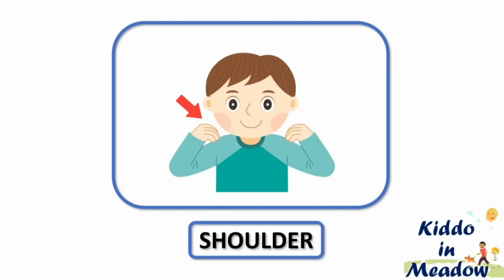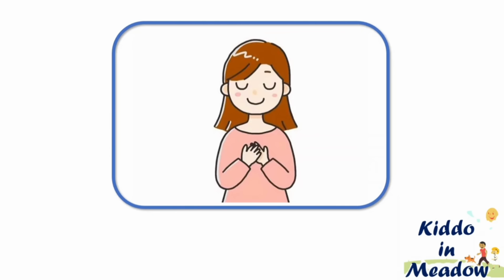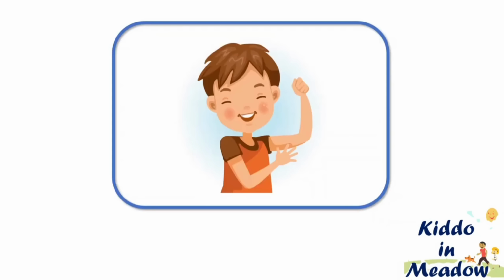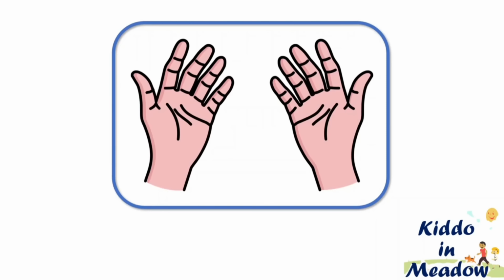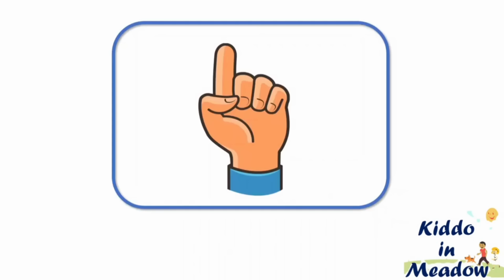This is shoulder. Shoulder yani kandha. This is chest. Chest yani chhati. This is arm. Arm yani bah. This is hand. Hand yani hath. This is finger. Finger yani ungli.